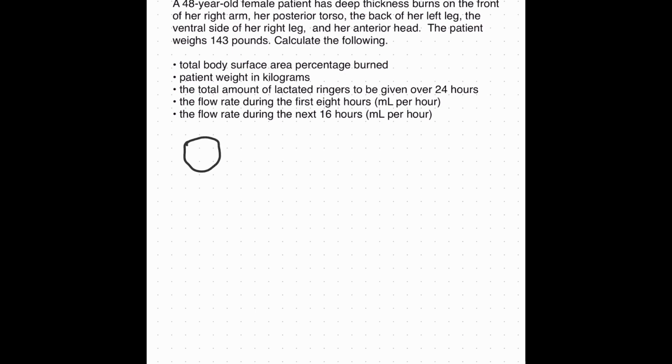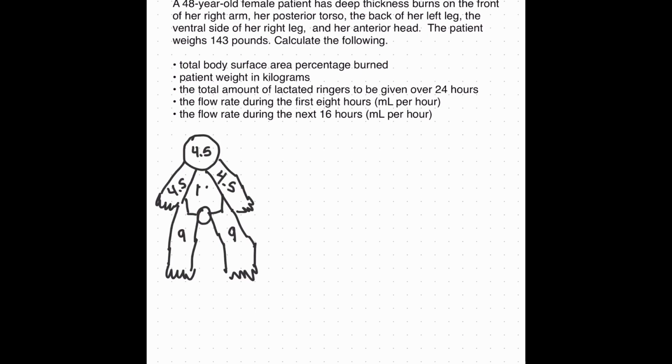So go ahead and start by drawing your figure and labeling the maximum amount of burn surface area that each portion of the body can have. So it's the front of the right arm, only one side of an arm, so 4.5 for that.